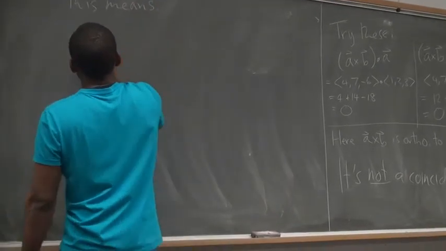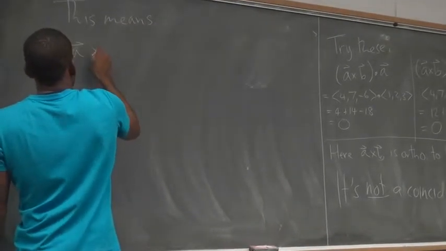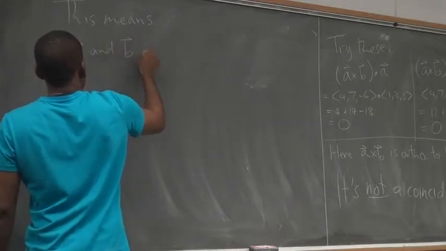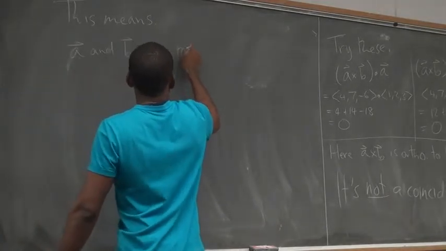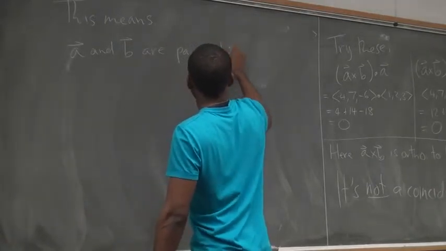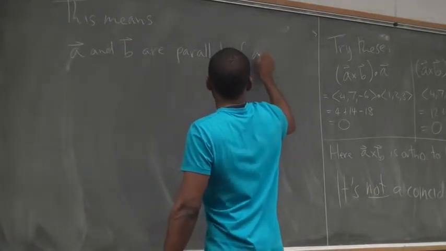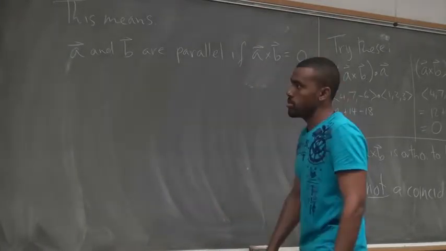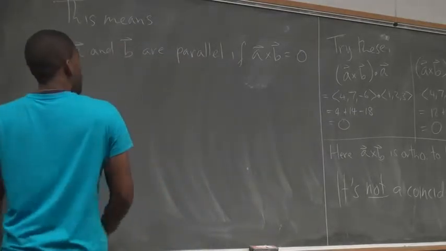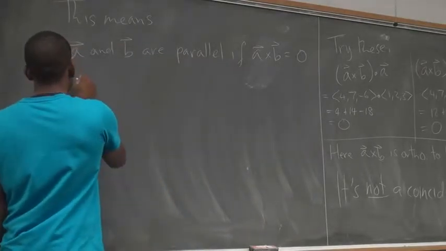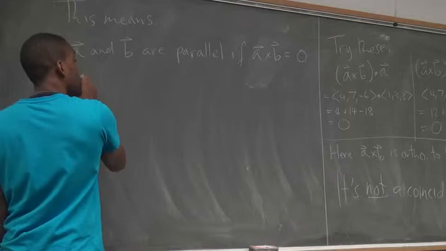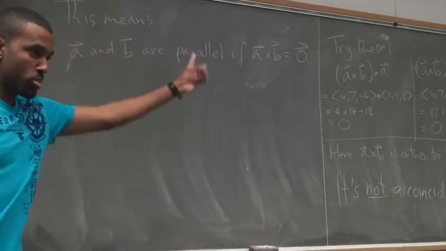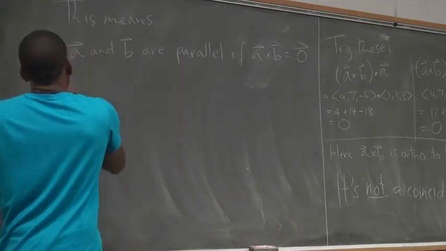This means A and B are parallel if A cross B equals 0. What's wrong with what I just wrote down? You wrote 0 without the little vector. Okay, that's right, 0 vector, right? A cross B is a vector.